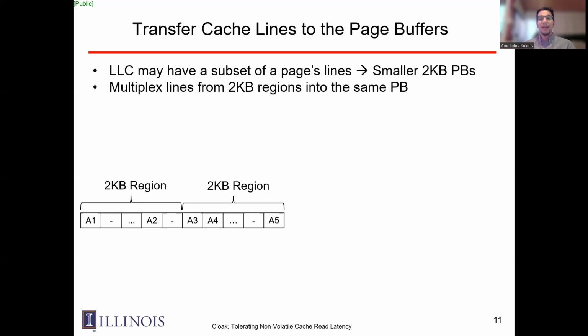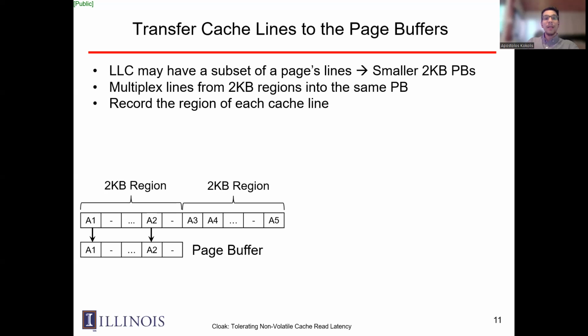So what we do to simplify it is that each cast line from the LLC can go to exactly the same spot in the page buffer. So the activation of cast lines to the page buffer happens in 2 steps. In the first step, we move cast lines from the first region into the page buffer into exactly the same spot that they are in the 2 kilobyte region of the cache. And then we record the region of its cache line. So in this case, we recorded that these cache lines are activated from the first region.